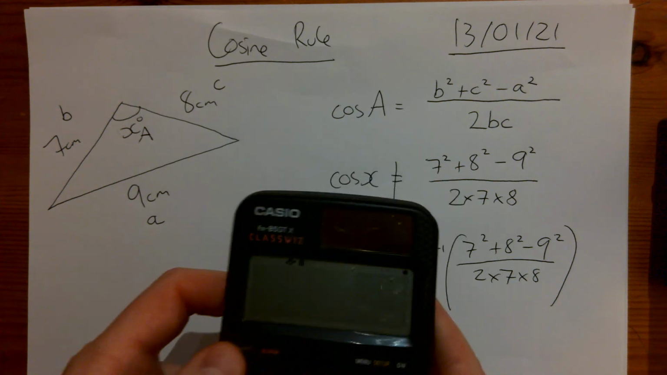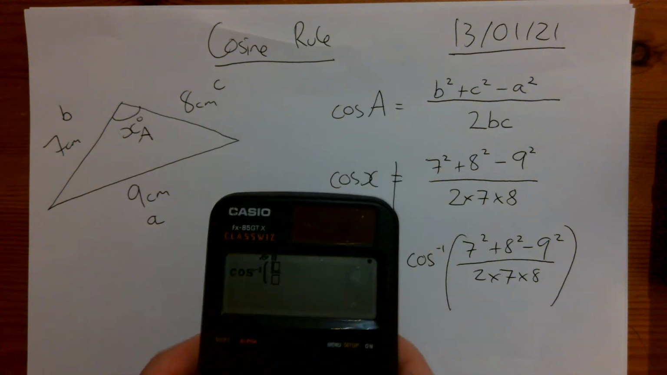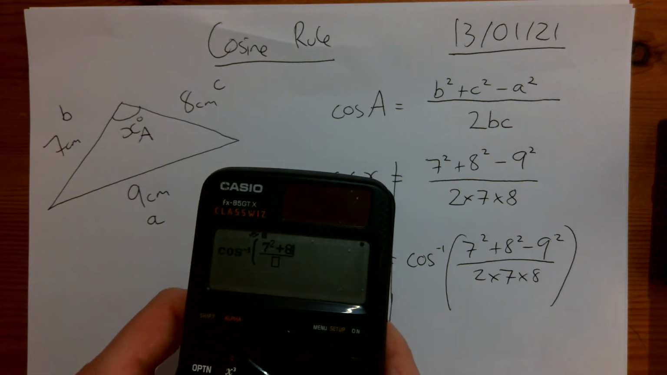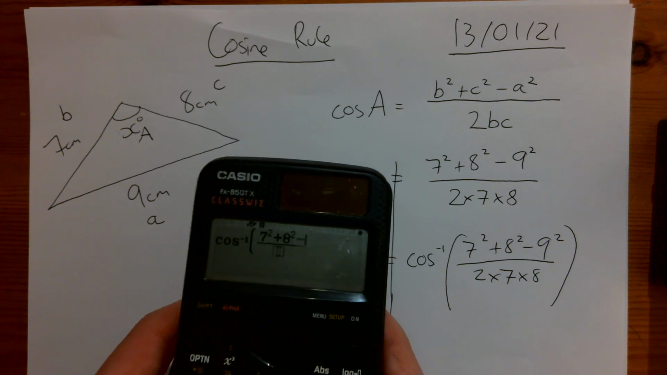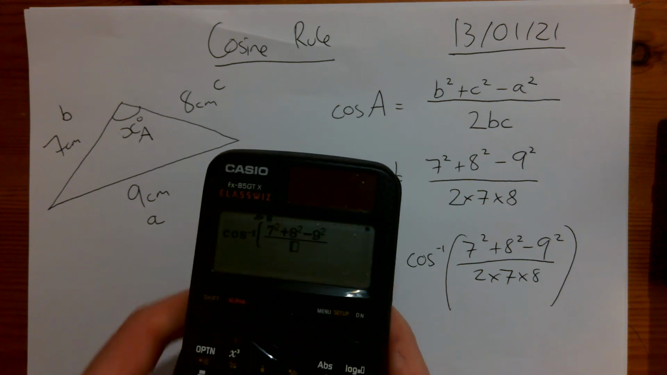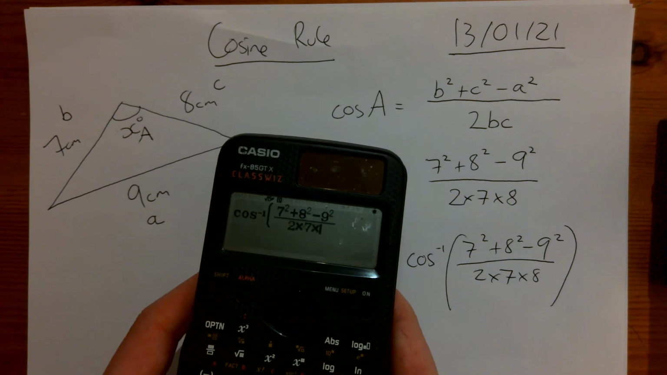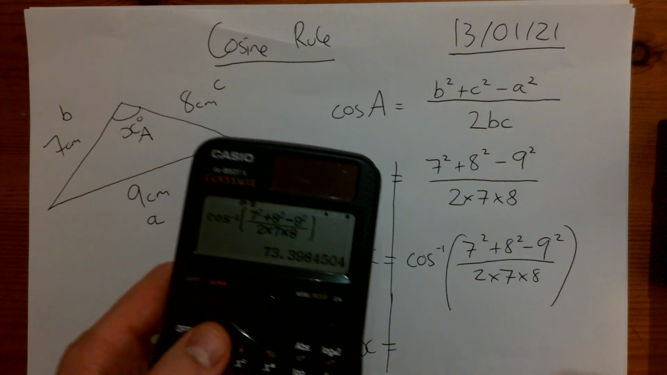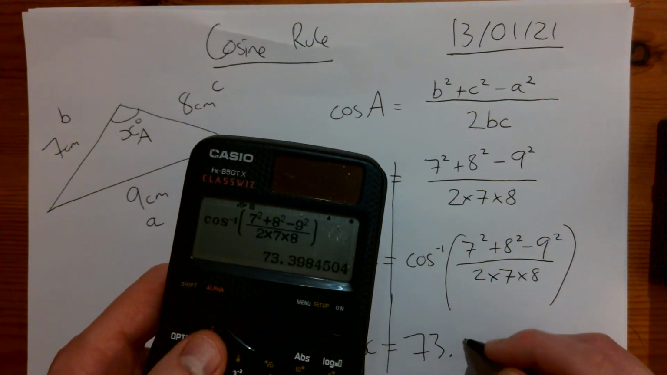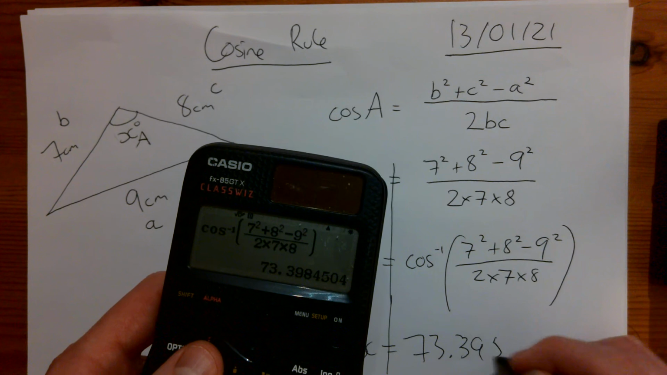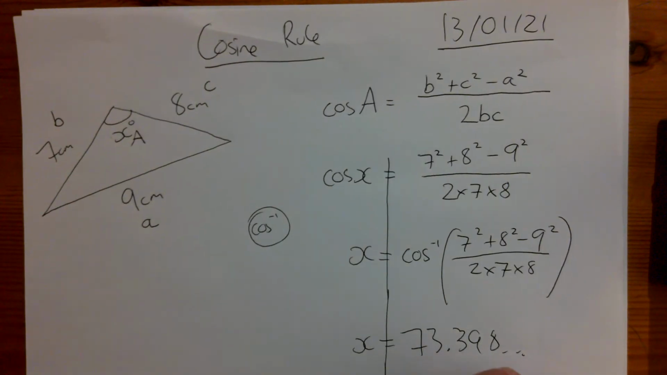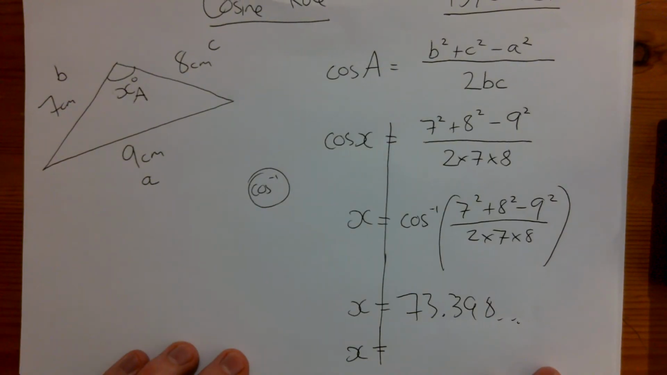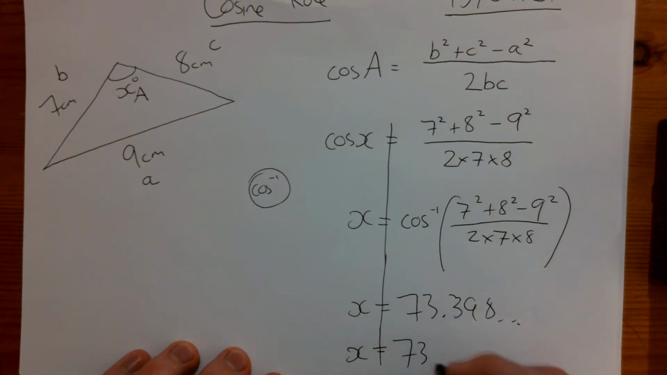So put it in your calculator. I'm going to make sure I press shift cos for inverse cos, hit that fraction button, 7 squared plus 8 squared minus 9 squared over 2 times 7 times 8, and I can see that's given me 73.398, or if I round that to 3 significant figures, if I've not been told what to round to, 3 significant figures is always a pretty safe bet, and that gives me 73.4.